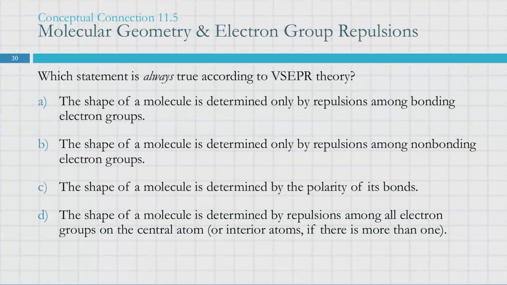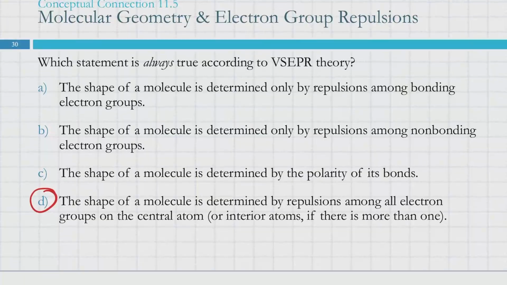Is it determined by just bonding groups, just non-bonding groups? Is it polarity, or is it all electron groups? It's all the electron groups. They all contribute. Lone pairs and bonding pairs both count.